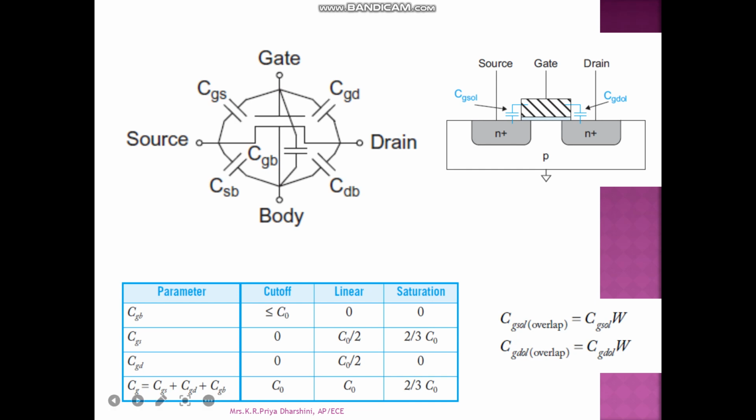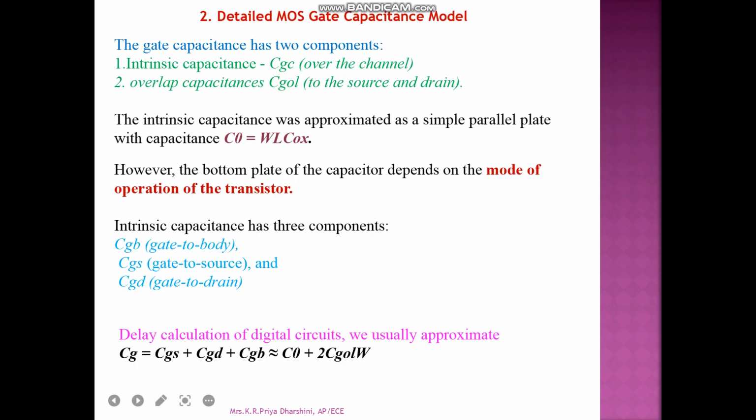For CGSOL, the OL stands for the overlap capacitance. It is equal to CGSOL into W, where W is the width of the transistor. Similarly, the gate to drain overlap capacitance can be given as the gate to drain overlap capacitance per unit width, into width.